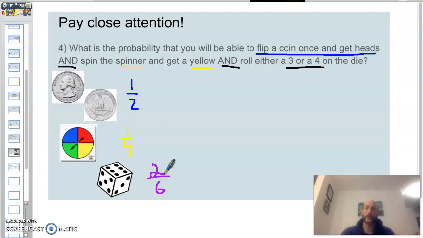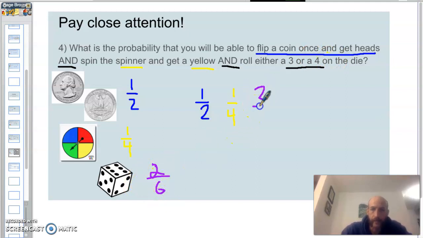So we know the individual probabilities of all 3 of these things happening. I want to know what's the probability of all of them happening. So just like the previous problems, I'm going to take the probability of each. The probability of flipping a heads, 1 out of 2, and the probability of spinning a yellow, which was 1 out of 4, and the probability of rolling a 3 or a 4 we decided was a 2 out of 6. Okay, and we're going to multiply all 3 of those.